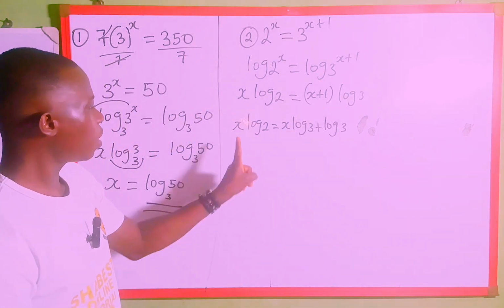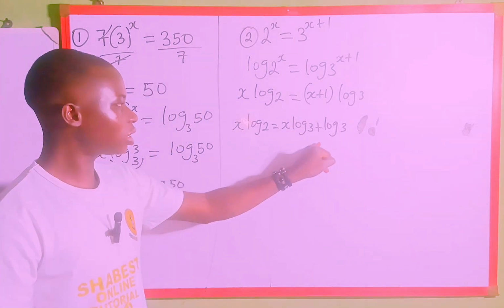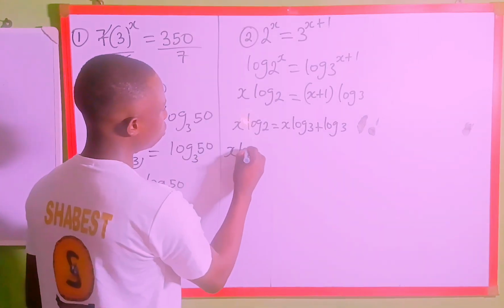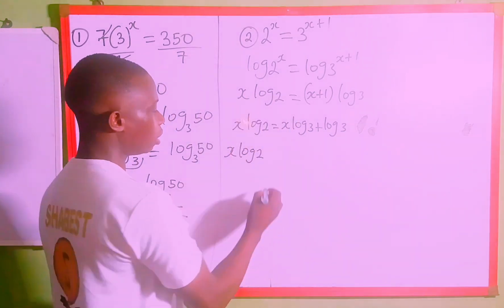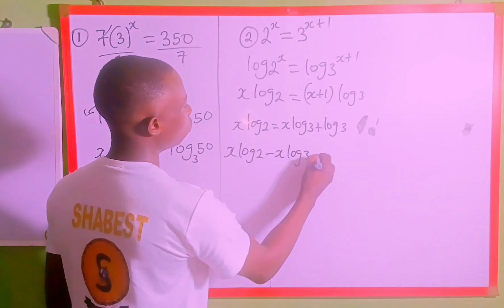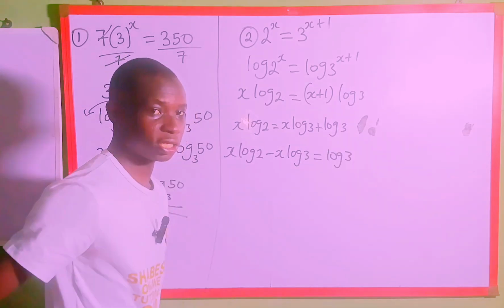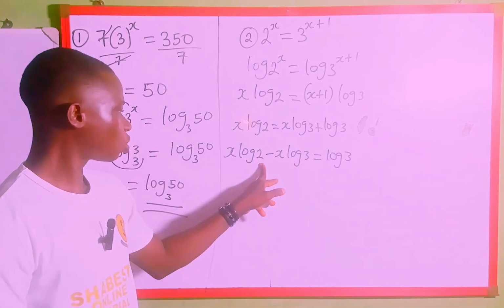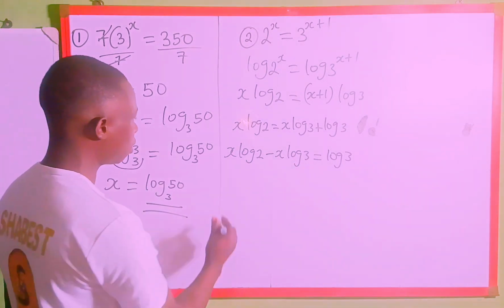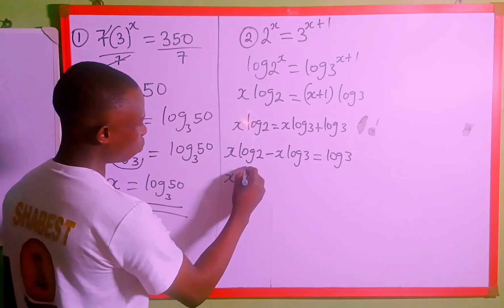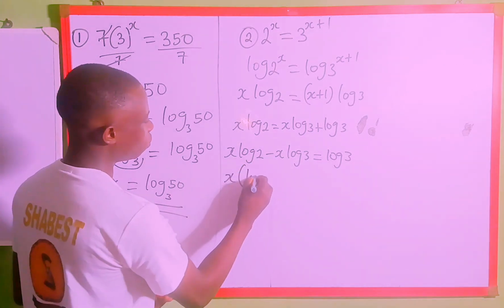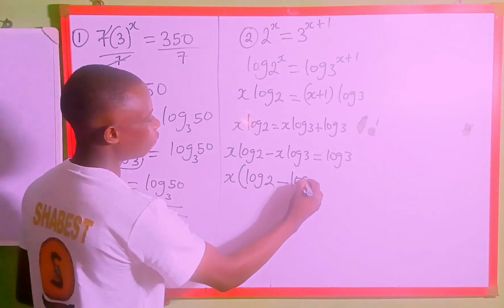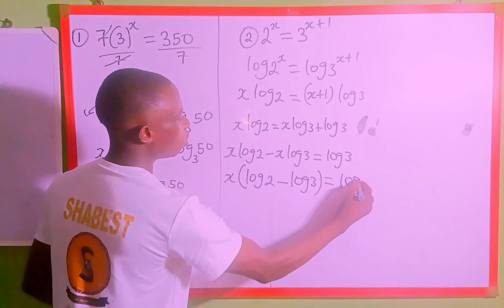So what do we do next? Here we have x log 2, and on the other side we have x log 3. So we can bring all the terms with x together. So we have x log 2, and when this crosses to the other side it becomes negative x log 3, which is equal to log 3 on the other side. So what do we do next? Look at the left hand side. We have x log 2, x log 3, so x is common here. So we factor out x. So we open bracket. Here remains only log 2 because x is outside already, minus, x is outside, so here we have only log 3, which is equal to log 3.